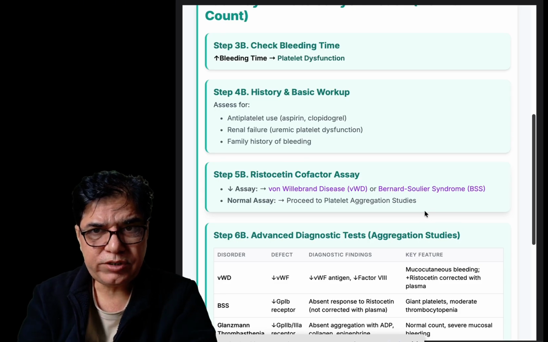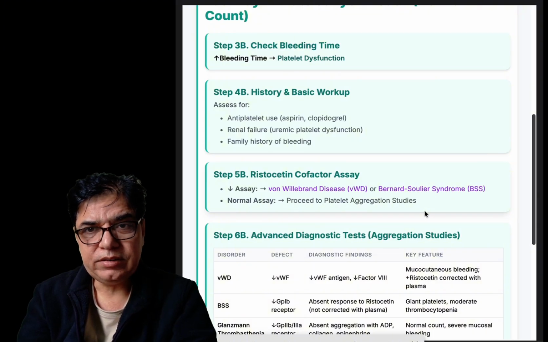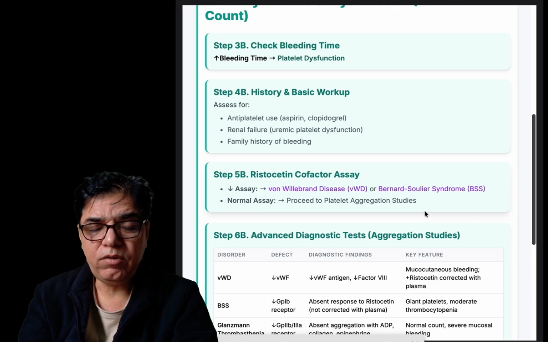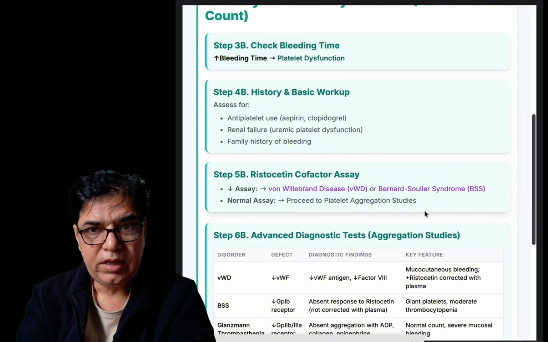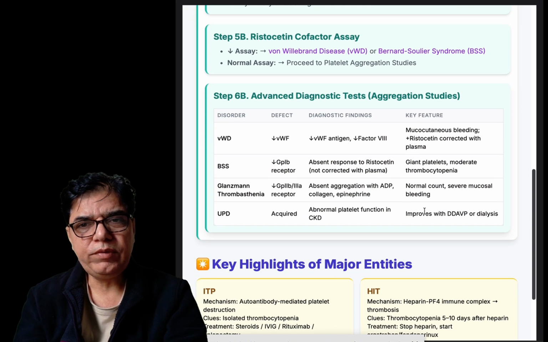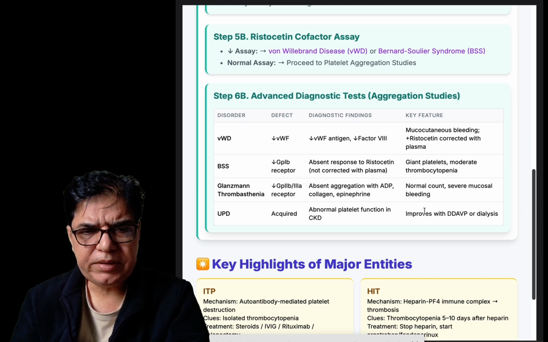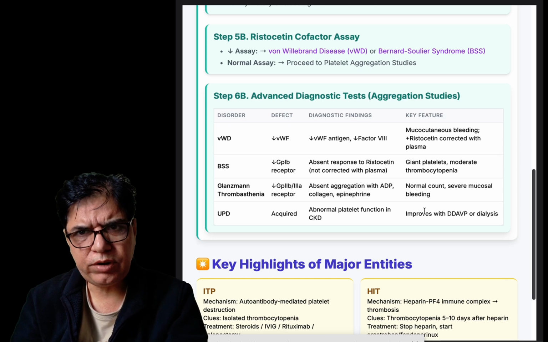So the first step is taking a good history and seeing if there are any reasons that the platelet might not be able to function properly. That is in the form of any medication, or if there is not a medication, is there any chronic condition which might be causing that, or is there any family history. Let's say if it is none, then what you would do is what we call the ristocetin cofactor assay. Basically, we are looking for a condition which is known as von Willebrand disease.